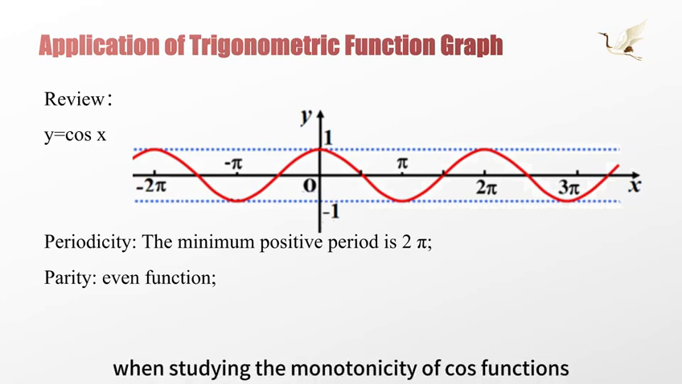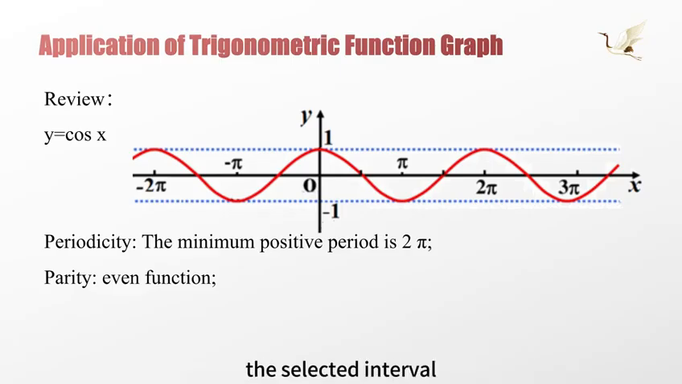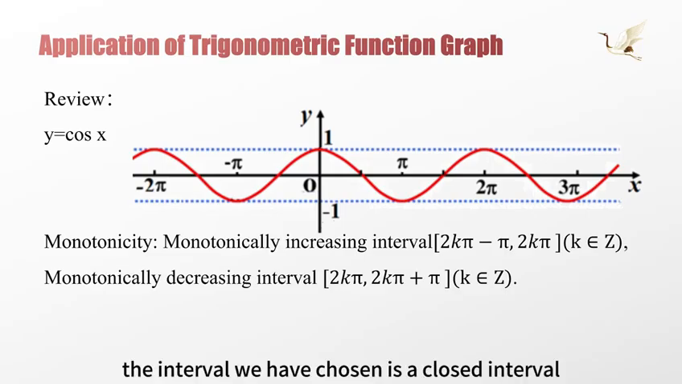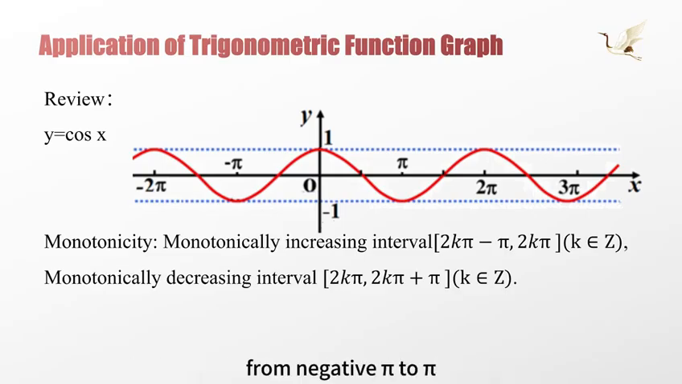When studying the monotonicity of cosine functions, the selected interval is not the closed interval from 0 to 2π. The interval we have chosen is the closed interval from -π to π. Combining periodicity, we can obtain a monotonically increasing closed interval from 2kπ - π to 2kπ, where k belongs to Z. The monotonically decreasing interval is the closed interval from 2kπ to 2kπ + π, where k belongs to Z.